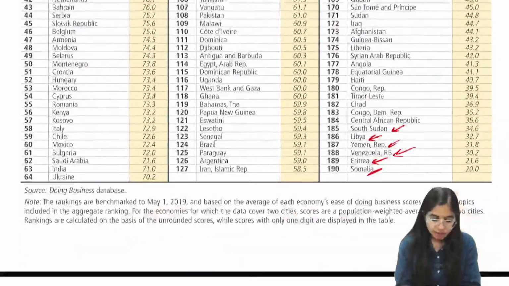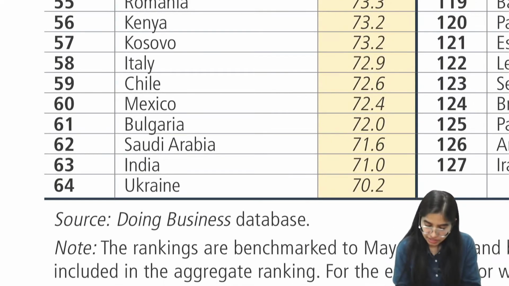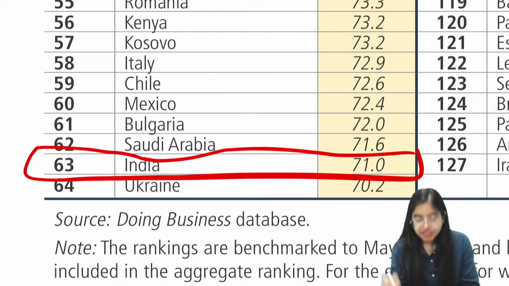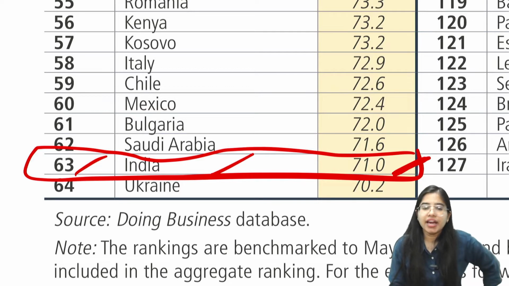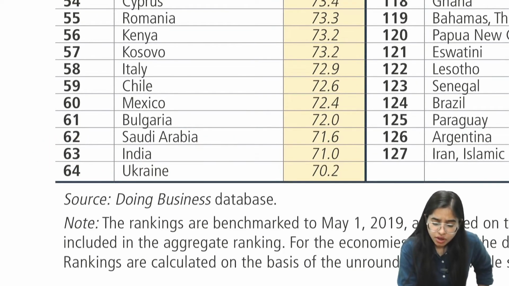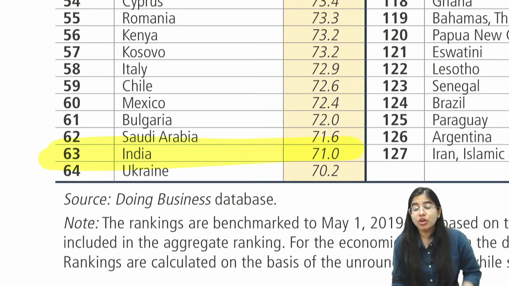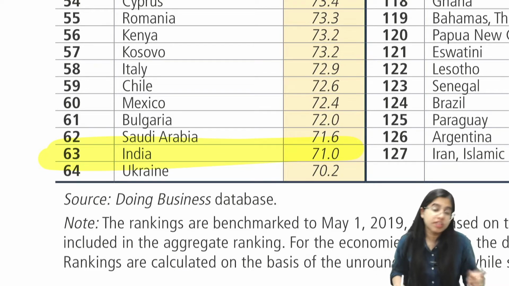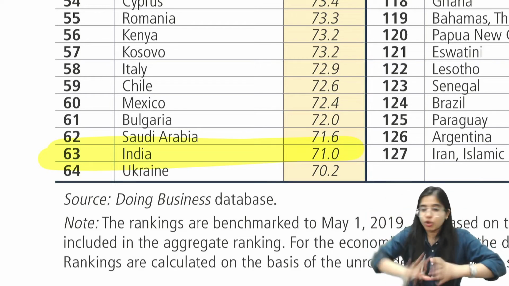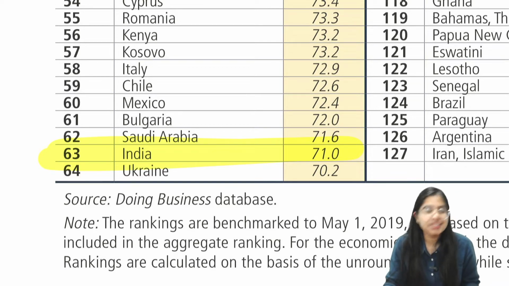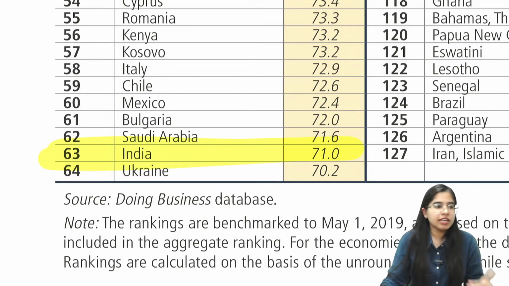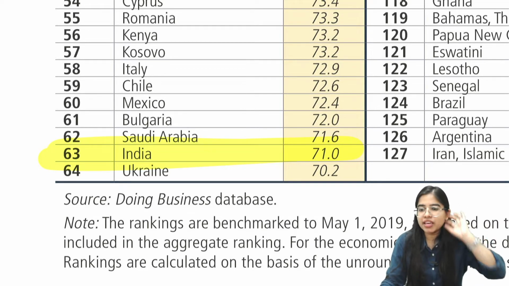Where is India? Come down. Can you see 63? India is in 63rd position with a score of 71. Ma'am, this is very important from the MCQ point of view. This might be asked in your examination. You have to note this particular point, that India scores 71 points and ranks 63 in DBR 2020.